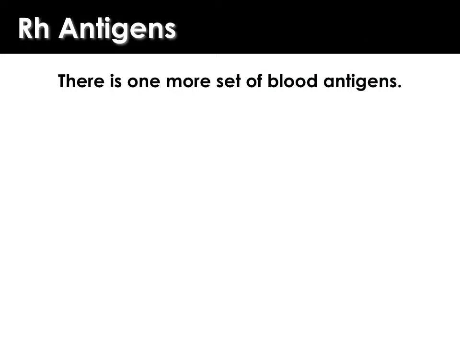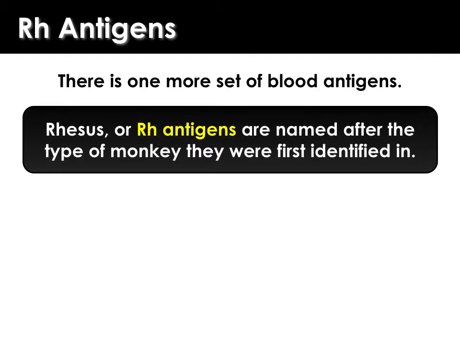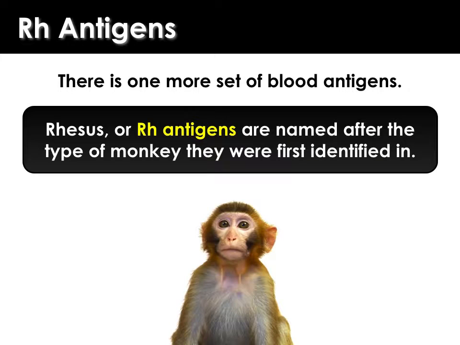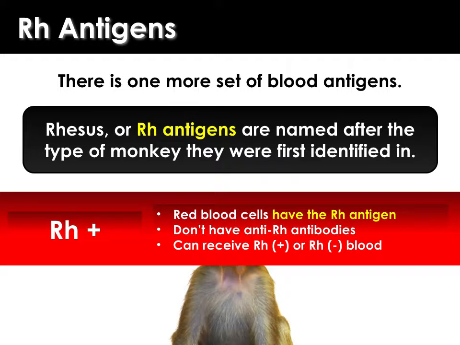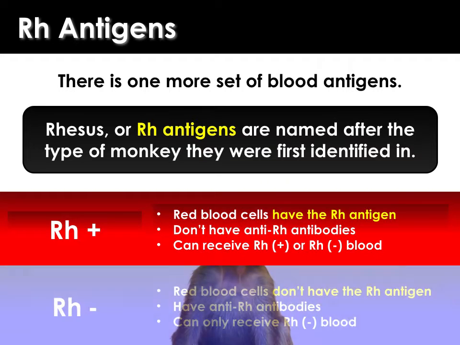There's also one more set of blood antigens that you might be familiar with. These are rhesus or Rh antigens, and they're named after the type of monkey they were first identified in. That's a rhesus monkey. Rh plus means that their red blood cells also have another antigen that is called the Rh antigen. They also do not produce any anti-Rh antibodies. Someone that is Rh plus can receive either Rh plus or Rh negative blood.